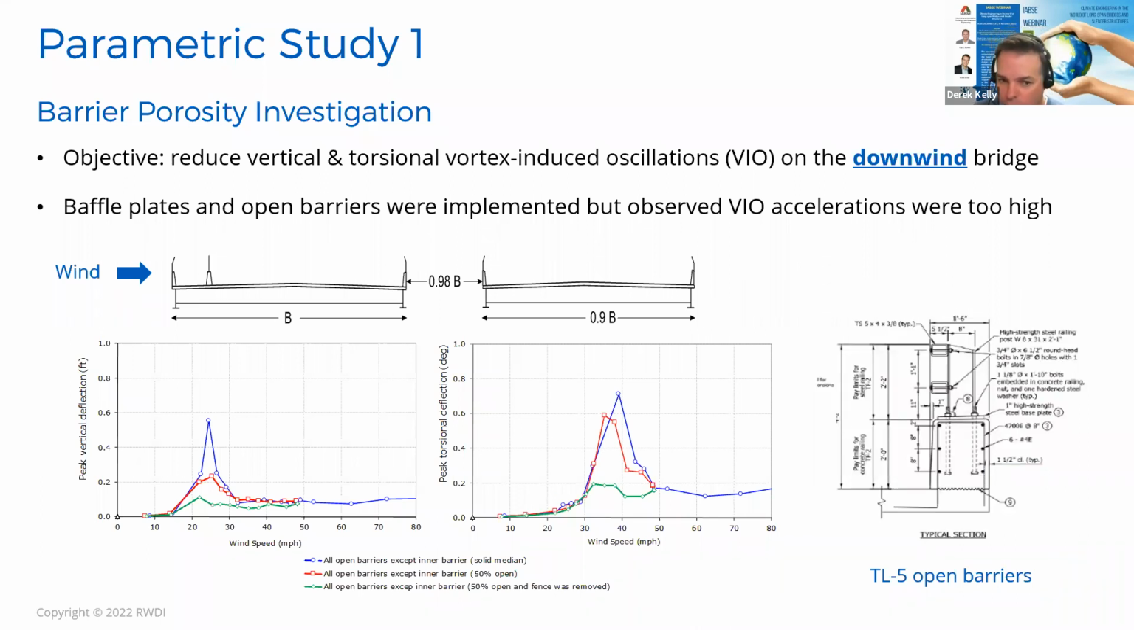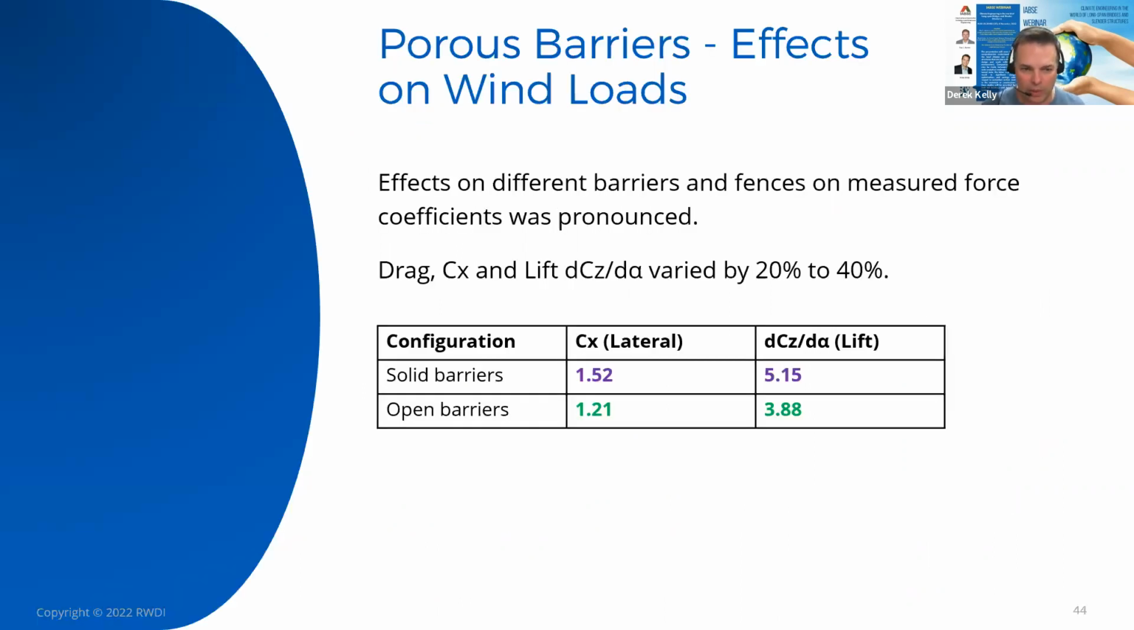So what we ended up doing was replacing those solid barriers with open barriers and putting a baffle plate down the middle of each. And you can see the response in green. It now basically eliminates or kills the vortex shedding. So the bridge is very safe to drive across, very safe for users, very safe for pedestrians.